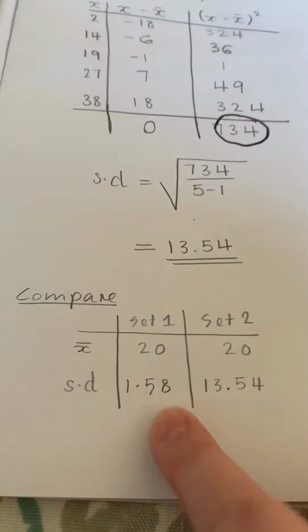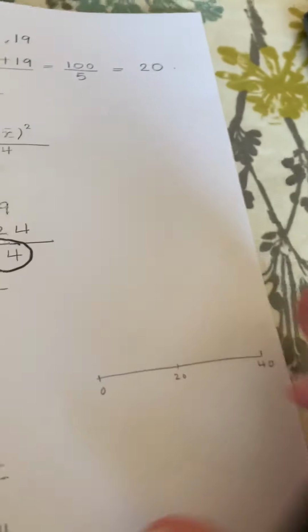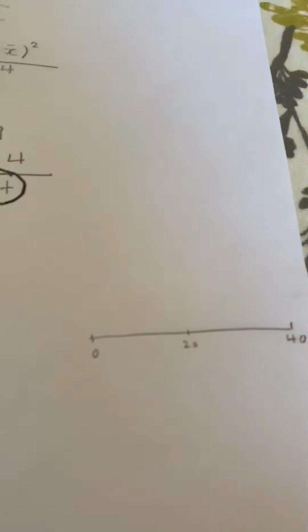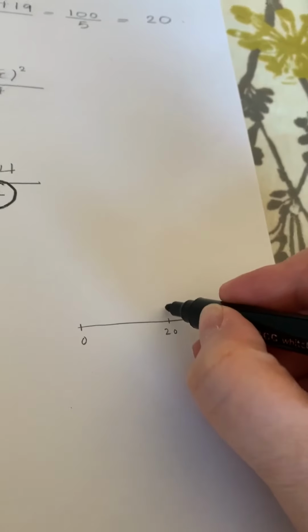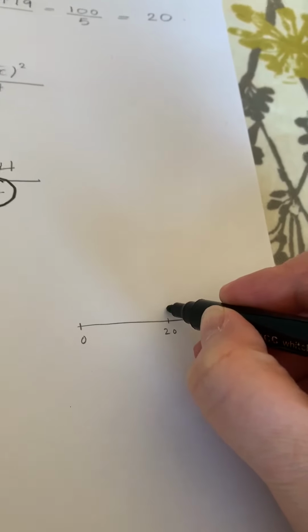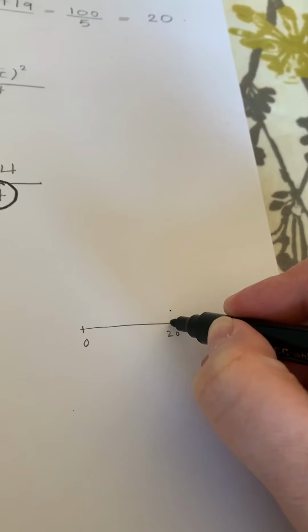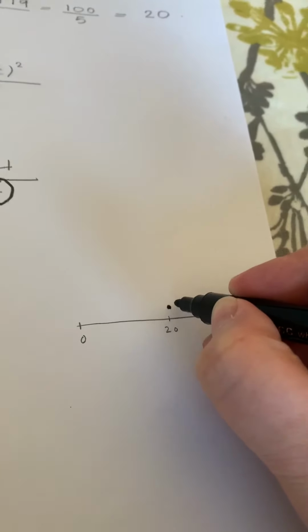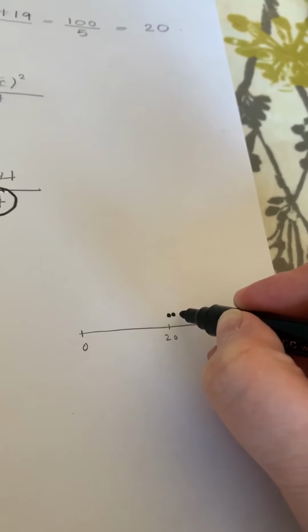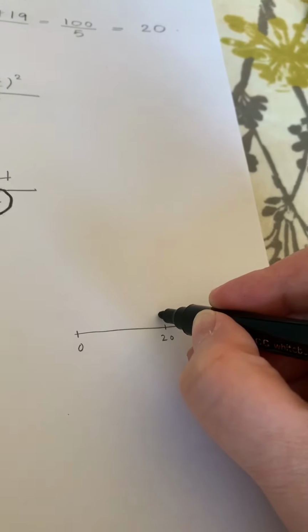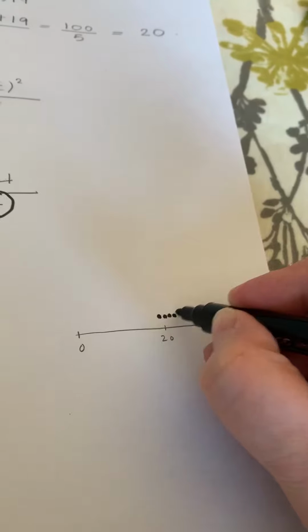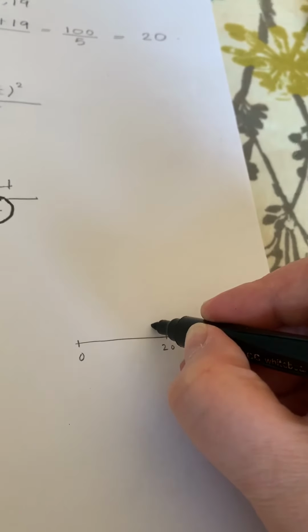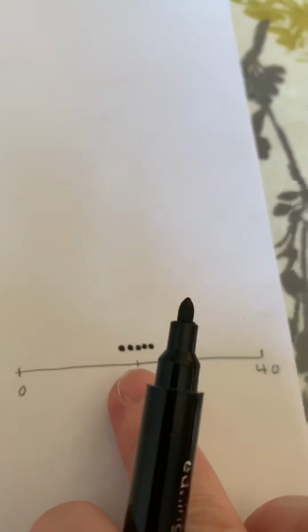So if we think about just plotting this data, if I did it on a graph, a little graph here, a wee dot plot, sorry. So if we have 20 here, then if I take that first set of data, one of them was 20, one of them was 21, one of them was 19, one of them was 22, and one of them was 18. Okay, so you can see that that little tiny set of data is really close to the mean.